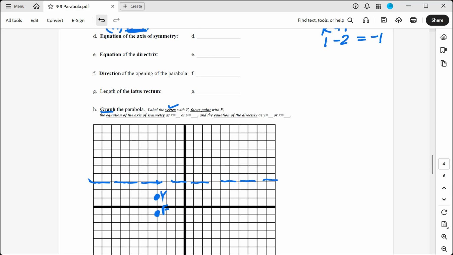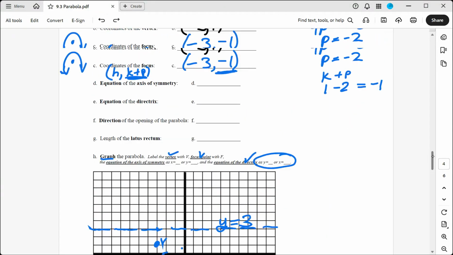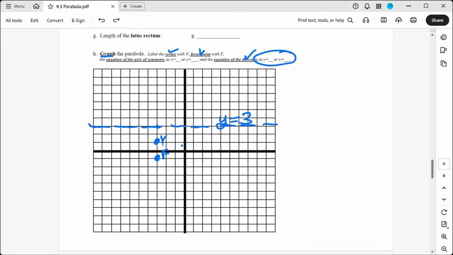Okay, the equation of the directrix says y equals or x equals. Since it's horizontal, we know that will be y equals, and it looks like it's y equals 3. So I've actually just done that now as well, and I've done the focus point. So we'll need the axis of symmetry. We can put that before we even graph this. So let's come down here a little more. Going up like this.